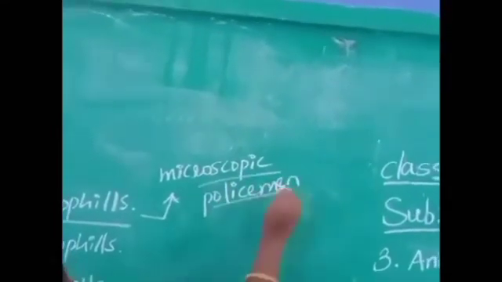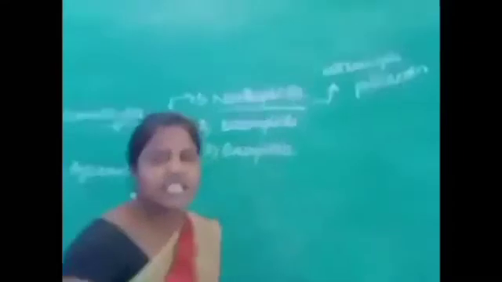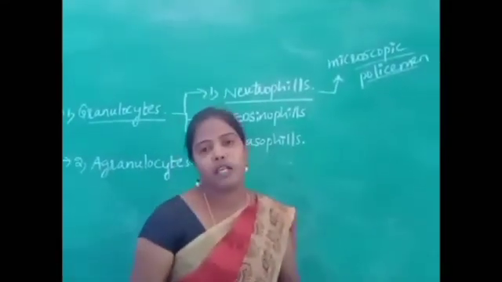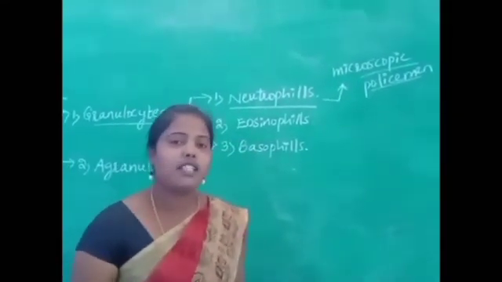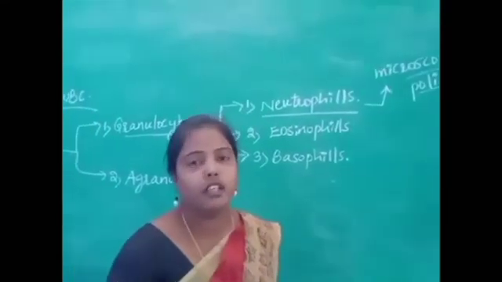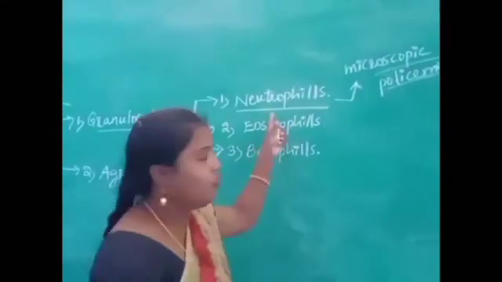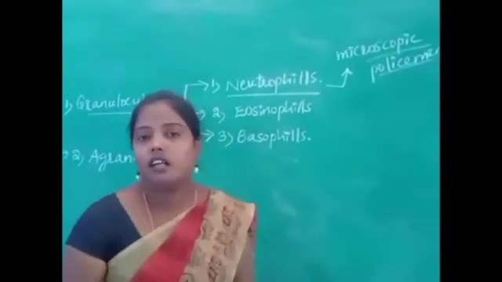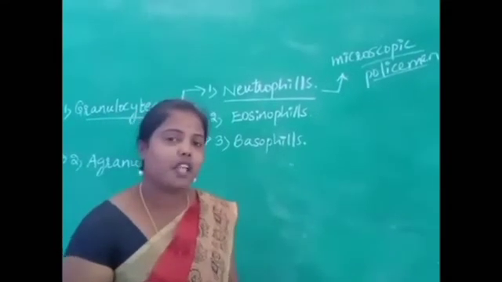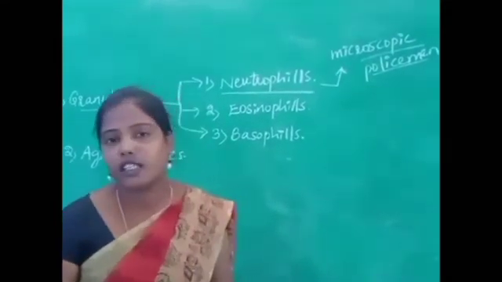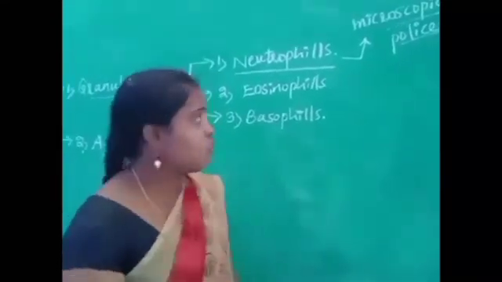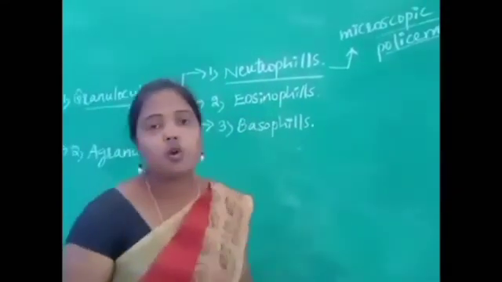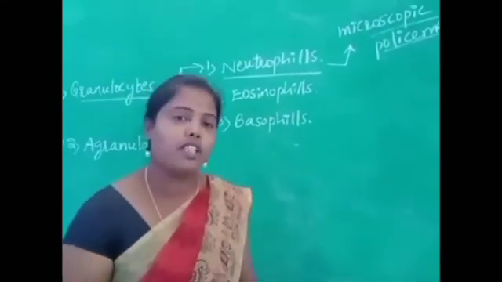Neutrophils are also called microscopic policeman. Why? Because when unwanted microorganisms enter our body, neutrophils first attack the harmful microorganisms and kill them, and they are eliminated from our body. That's why the neutrophils are also called microscopic policeman.